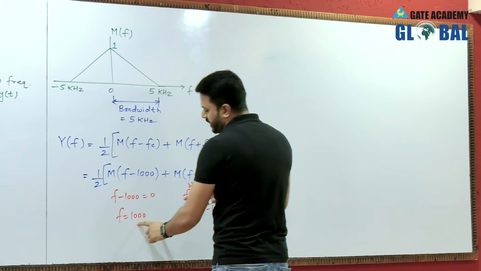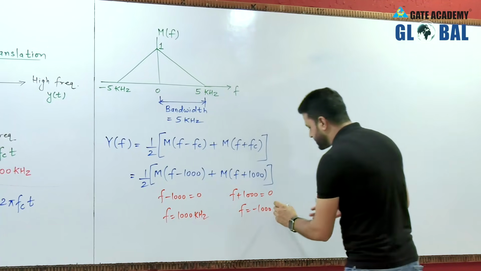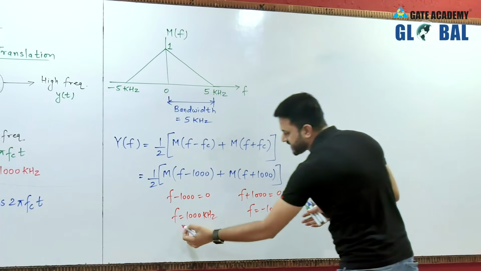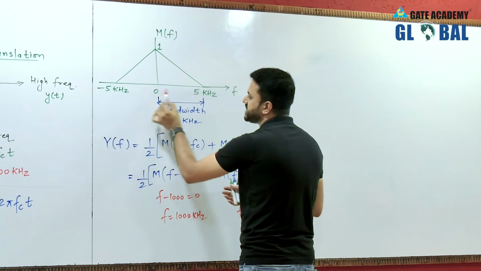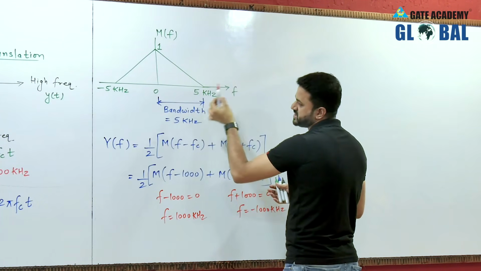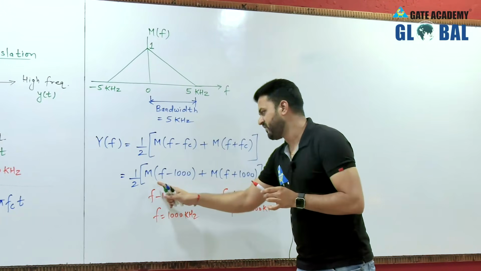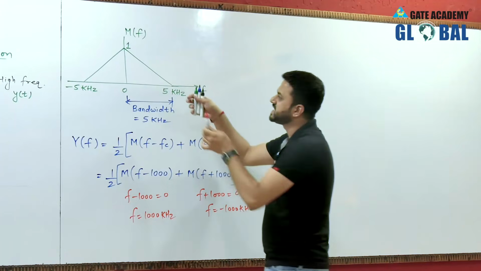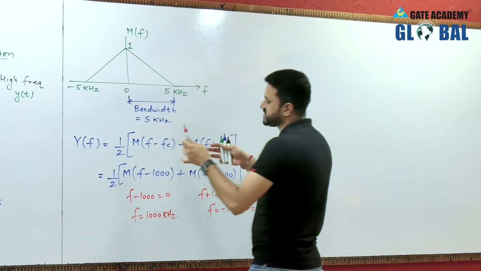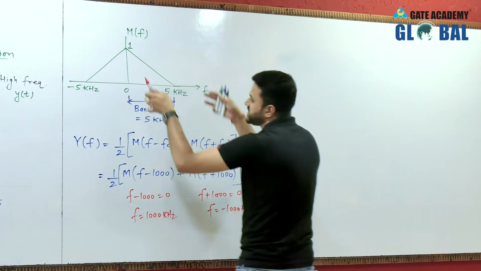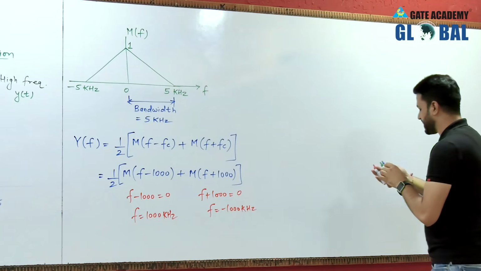If I add 1000, this is 1000 kilohertz, right? If I add this frequency 1000, then what will we get? 0 plus 1000 will be 1000, and 1000 plus 5 is 1005, and 1000 minus 5 is 995. It means that if we are performing f minus 1000, the signal will shift to 995 to 1005. 995 to 1005 means that f minus 1000 shifts the original spectrum to the right.